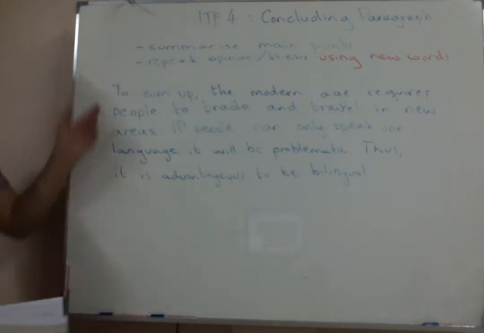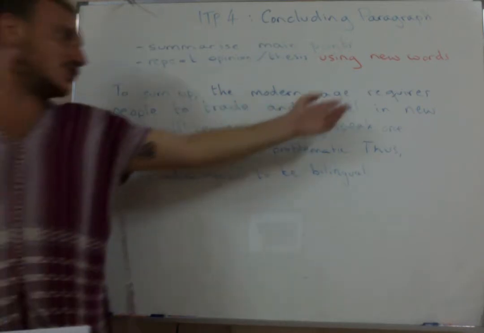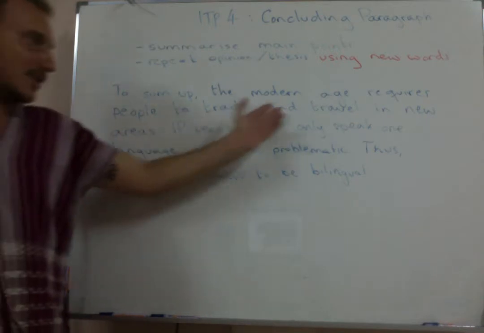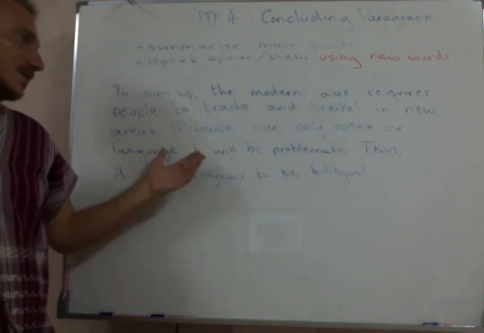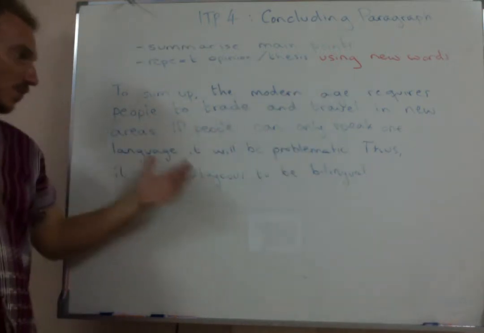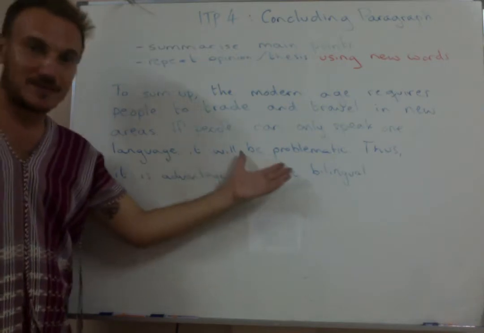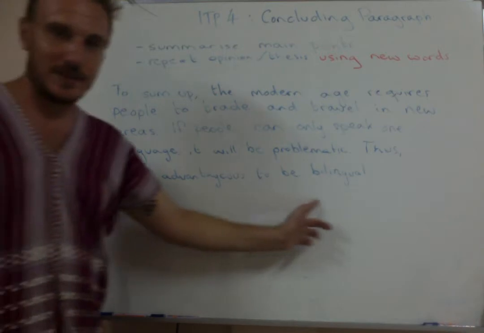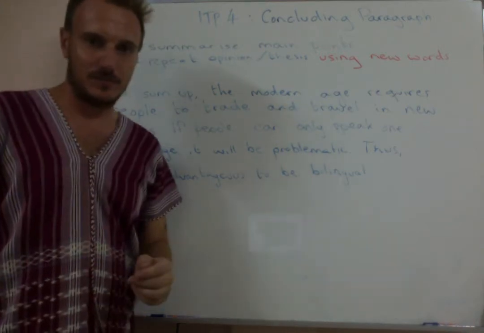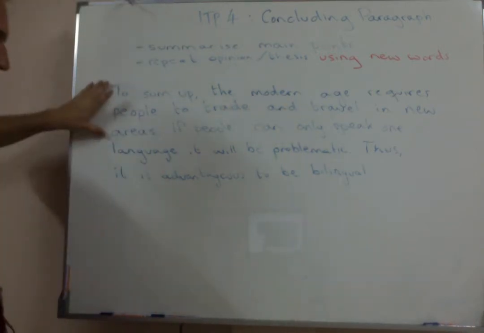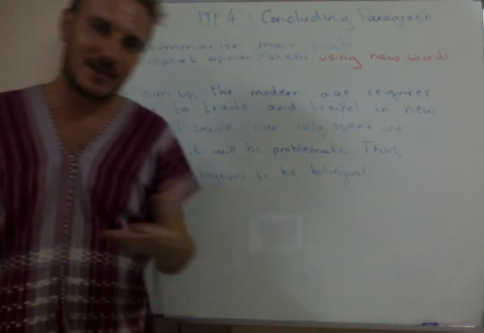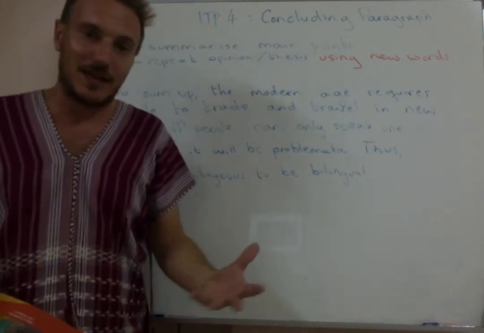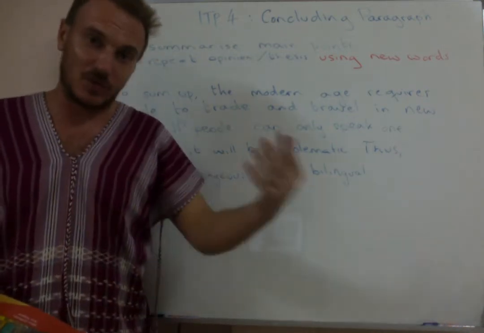Example. To sum up, the modern age requires people to trade and travel in new areas. If people can only speak one language, it will be problematic. Thus, it is advantageous to be bilingual. You'll see the first part, these first 2 sentences, are summarizing the main ideas that I've already made in body paragraph 1, 2, and 3.